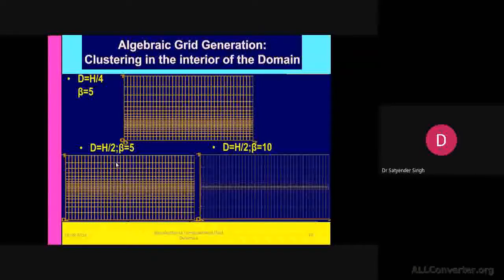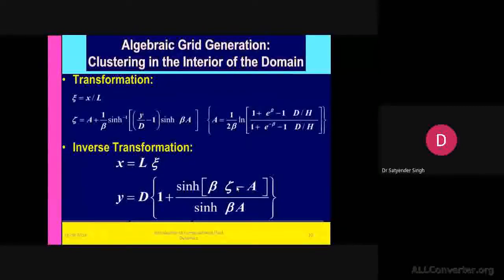And likewise, by providing the value of beta and another factor d, which takes a value in the vertical direction, this clustering can be shifted in the y direction, and it can be made for d equal to h by 2 at the center, and accordingly for different values of beta a different grid structure will be created. It will become very fine at the center of this channel. So all of this is generally solved by using these equations.